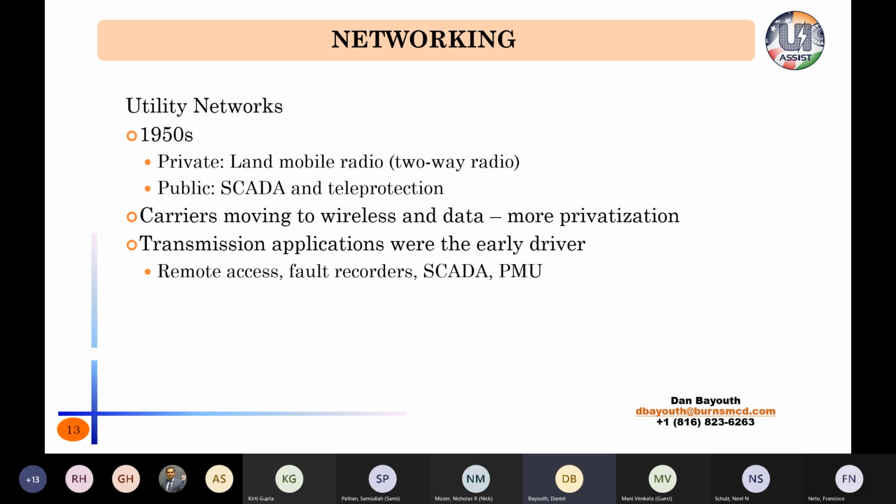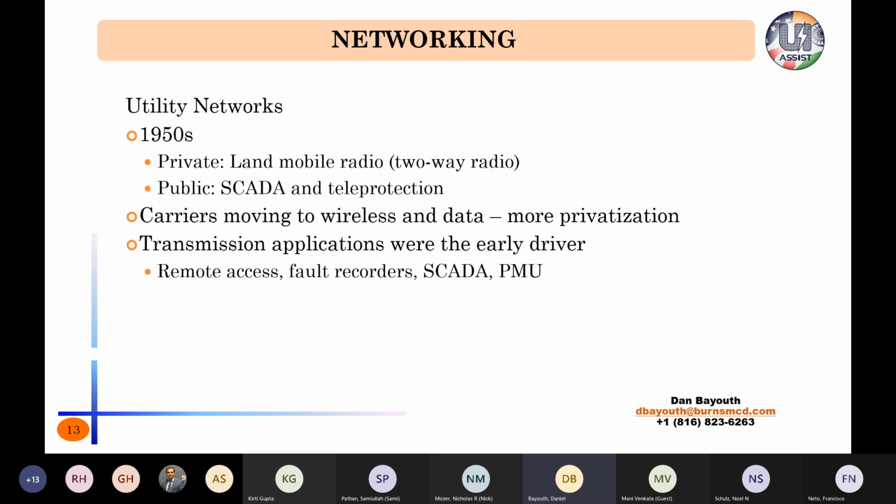There's a window at night where the public carriers can do outage work. You still need electricity at those times. So the utility needs to control the maintenance cycles of the communications as they become more and more critical to the operation of the grid. So, the transmission applications, these are the early drivers.